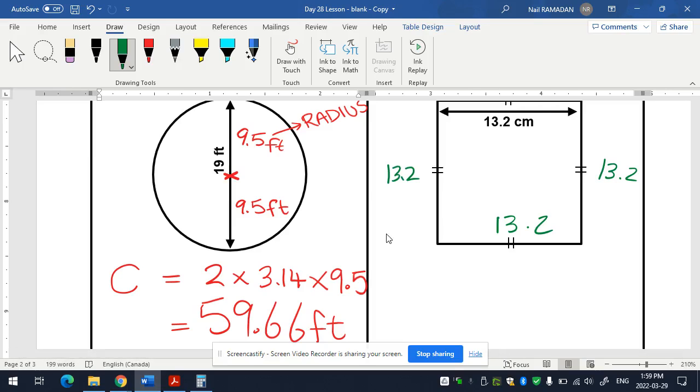By the way, can I call it C equals? Why can't I call it C? Only a circle can have a C, for circumference. Everything else you call what? Perimeter, which is P. So P equals, I don't care if you add or if you take the shortcut by multiplying 4 times the single length.